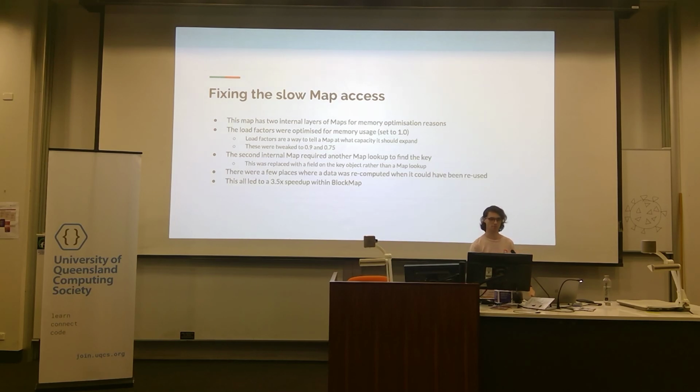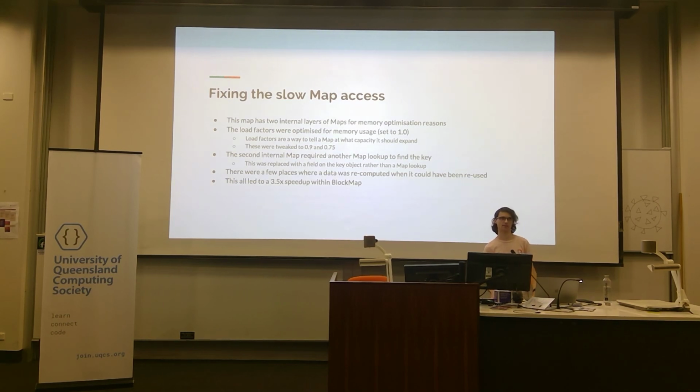If anyone doesn't know what a map is, it's basically a data structure that maps from a key to a value in a hopefully efficient way. So for memory reasons, we had basically two layers to try compacting everything into a really efficient lookup table. And this was really slow. We ended up optimizing the load factors of this map.